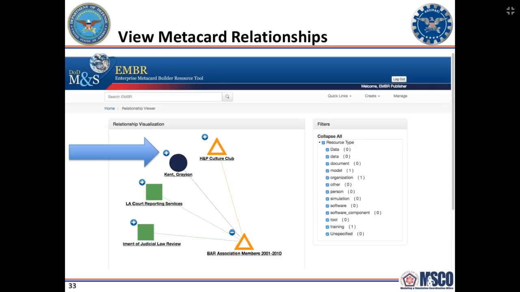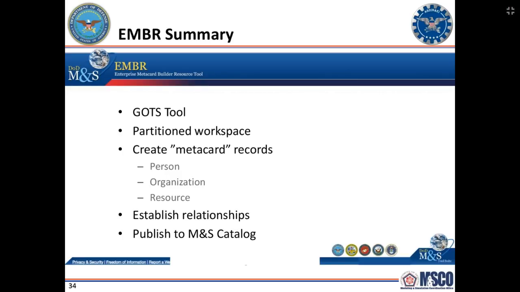We saw in this brief presentation that EMBR, as a GOTS tool, allows organizations to work within their own partitioned workspace. Users can create and edit metacards to manage their assets. Relationships between metacards can be established, with filters used to delve deeper into available resources. And lastly, metacards can be published to the M&S Catalog.